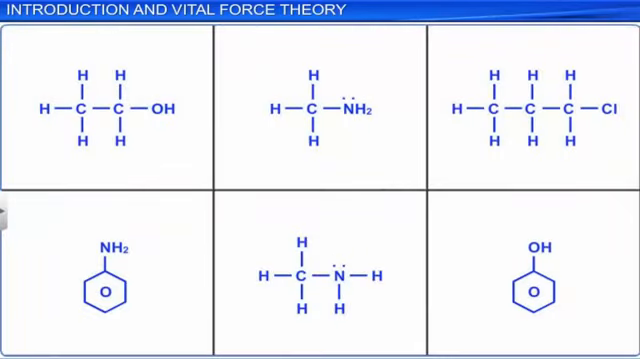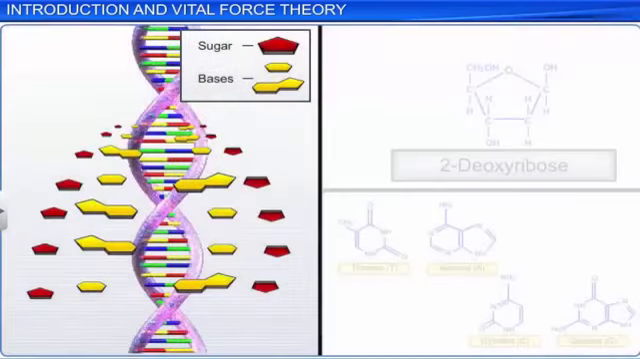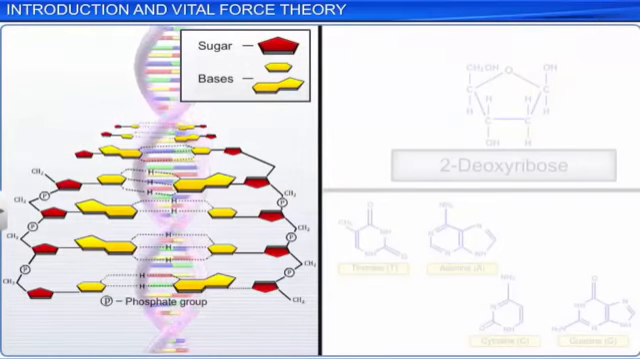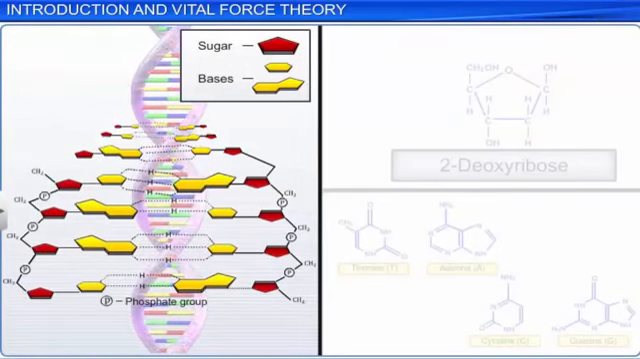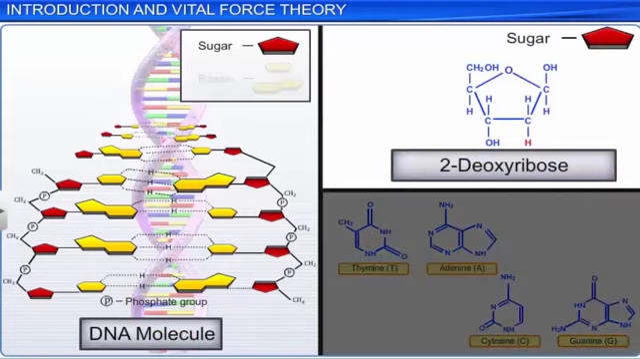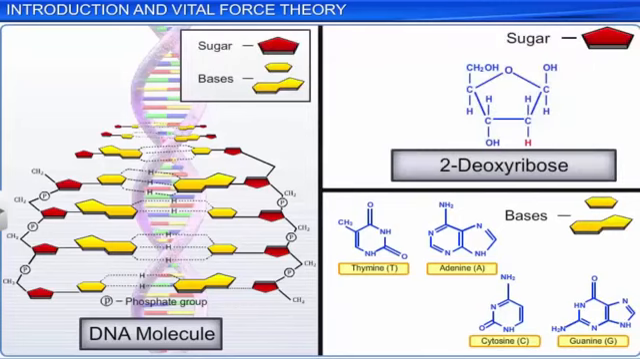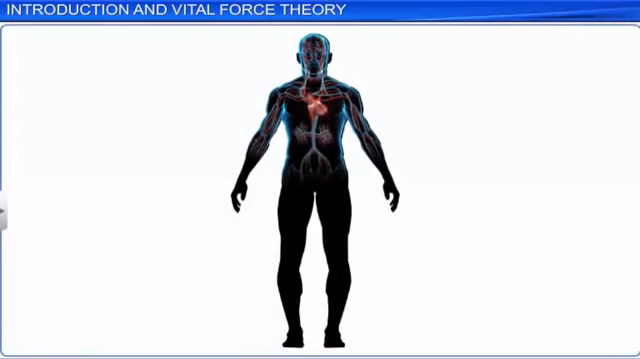And the branch of chemistry that studies the formation and properties of organic compounds is known as organic chemistry. Organic compounds form the basis of life. For example, deoxyribonucleic acid or DNA is made up of sugar like 2-deoxyribose and nitrogenous bases. In blood, muscles, and skin.